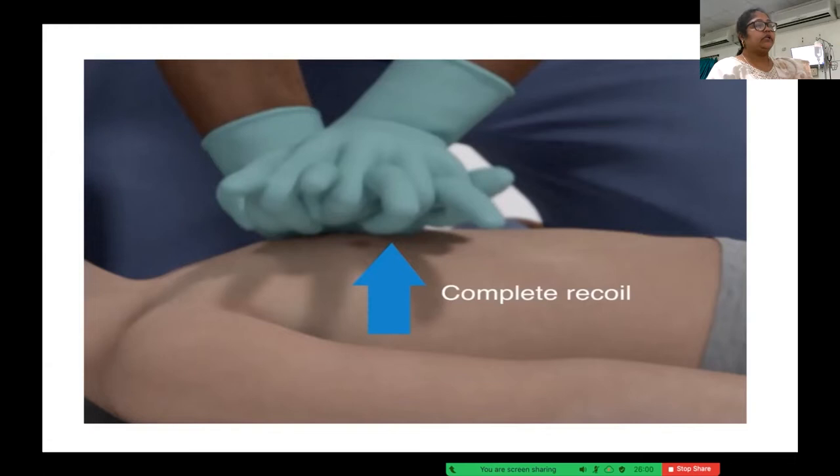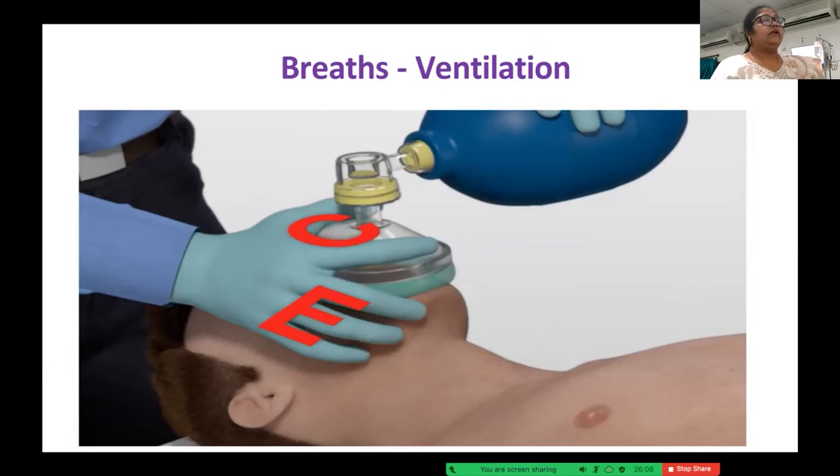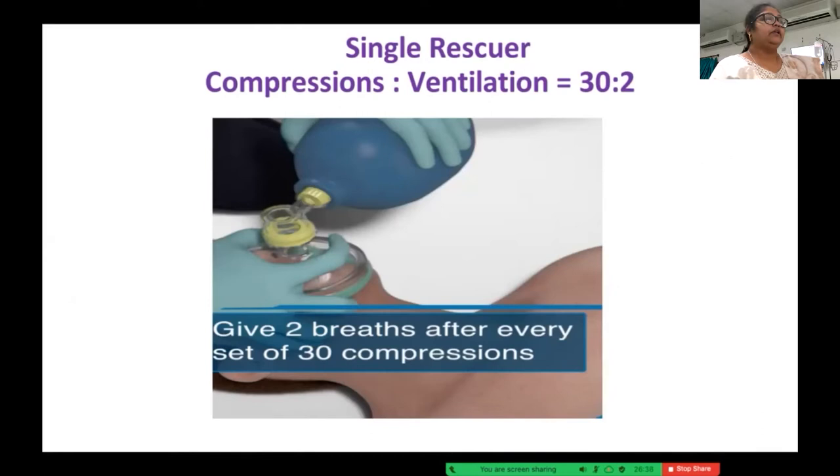Now coming to the breaths, this is very important because the first breaths are very important to perfuse the brain and the cardiac muscle. So we use the EC technique with both the hands. C is the thumb and the index finger around the fitting mask, and E is the other fingers around the mandibular bony prominence. So we form a C and an E so that we have a snug fit of the mask. So we have to give two breaths for every 30 compressions. And if you have any help, we can make it 15:2.